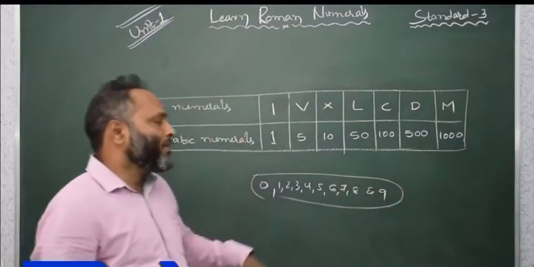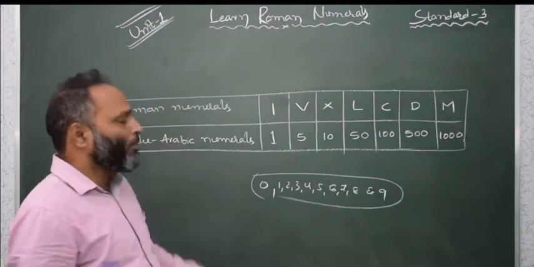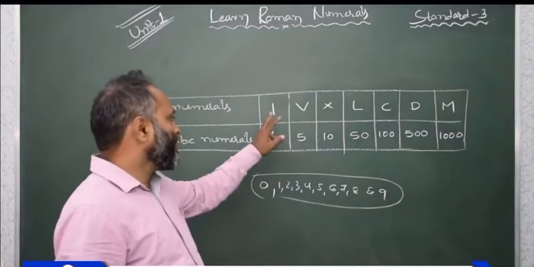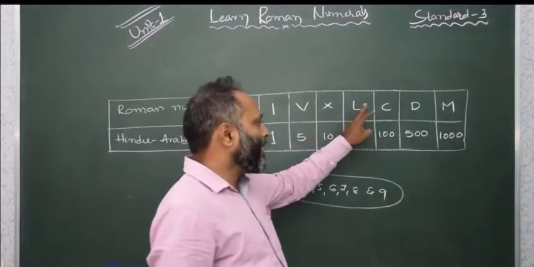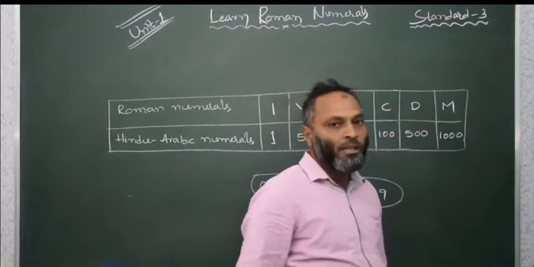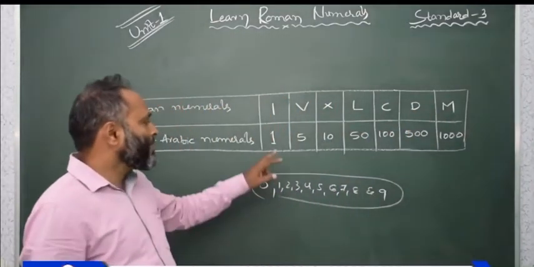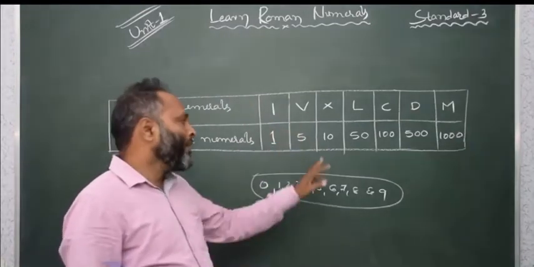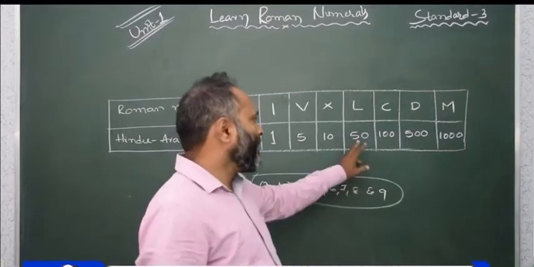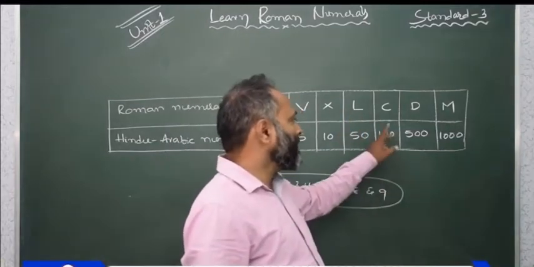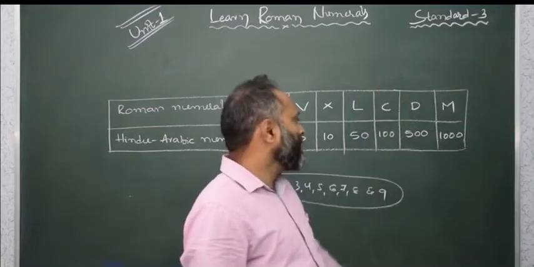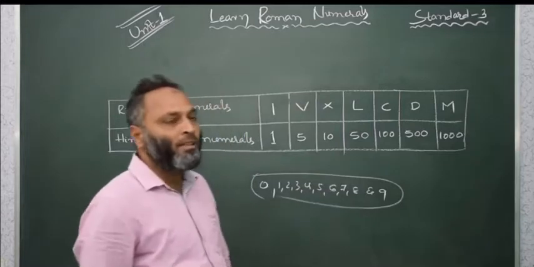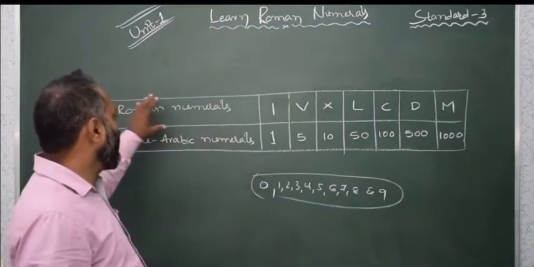But there is another number system, and that is Roman numerals. In Roman numerals, there are 7 symbols for the values 1, 5, 10, 50, 100, 500 and 1000. 1 is represented with I, 5 with V, 10 with X, 50 with L, 100 with C, 500 with D, and 1000 with M. This is the representation in Roman numerals.